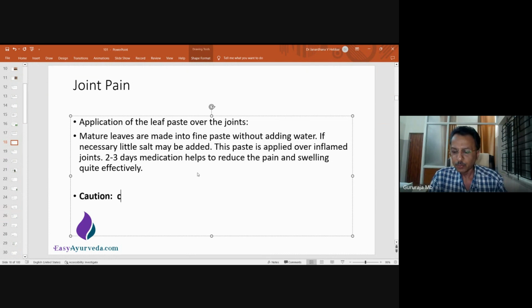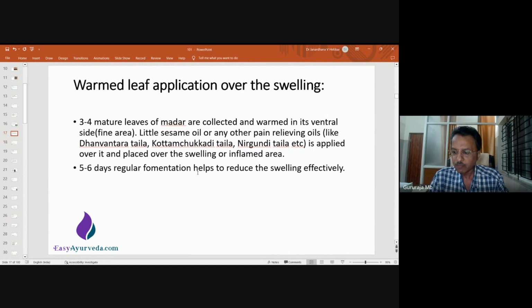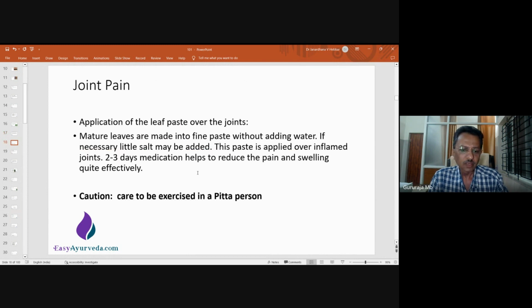But it is a very good pain reliever when the leaves are made hot and some oil is applied, like Nirgundi taila or even the Ksheera, something like that. Then over that, if hot leaves are applied, the shotha, the swelling, very easily comes down. It's a very good one. But it should not hurt the skin. If the person has sensitive skin or belongs to Pitta Prakriti, it should be used with a lot of caution.